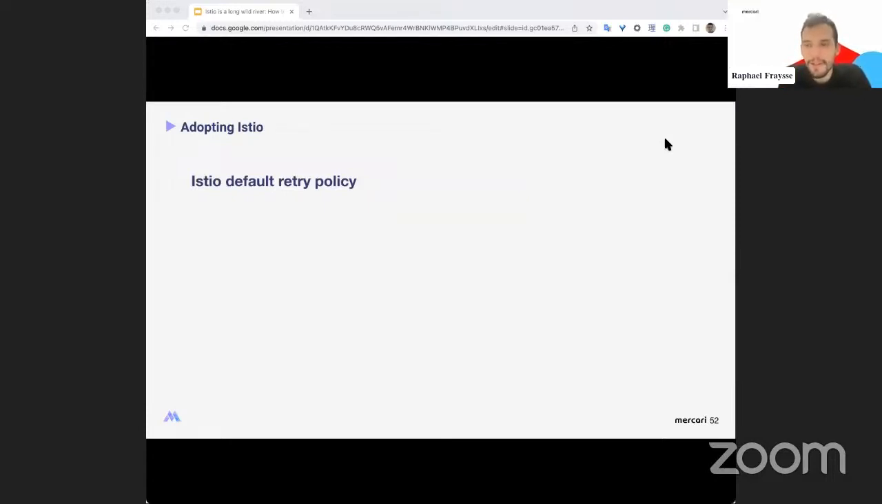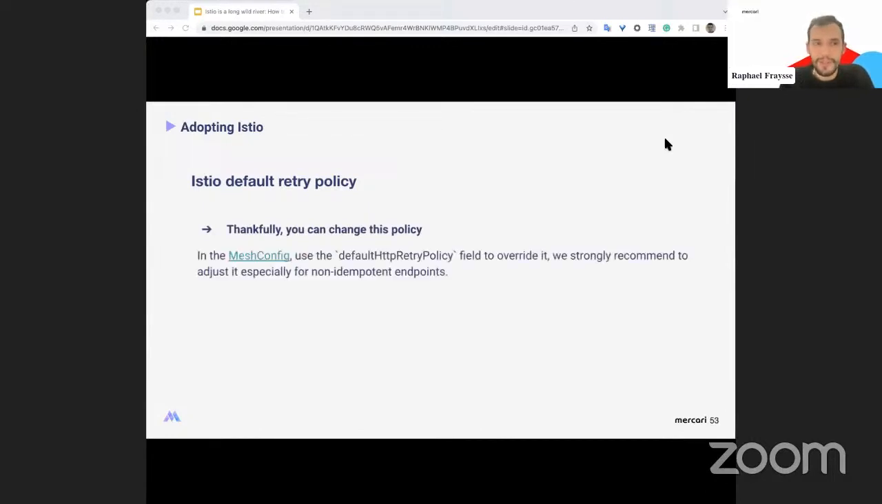So I updated the slides a little bit from my presentation 2 years ago, because Istio has a default retry policy, and by default, all HTTP requests mostly are retried twice. So when you have non-idempotent APIs, you don't really want to retry, and we wanted to change it. It didn't exist at the time. I think at the end of 2021, start of 2022, there was finally a way to change the policy. And in the mesh config, now you can use the default HTTP retry policy to override it. And it's strongly recommended, because especially if you have non-idempotent endpoints, you should not retry on conditions that are not clear in the RFC specification.